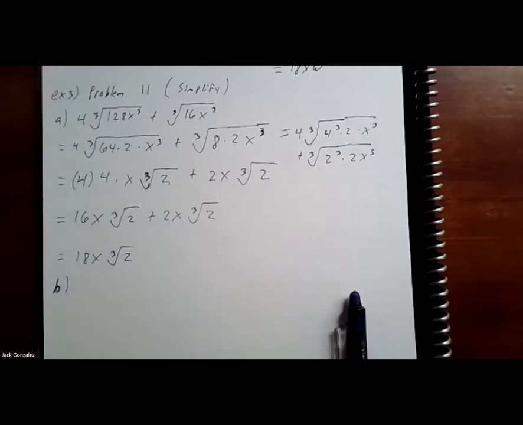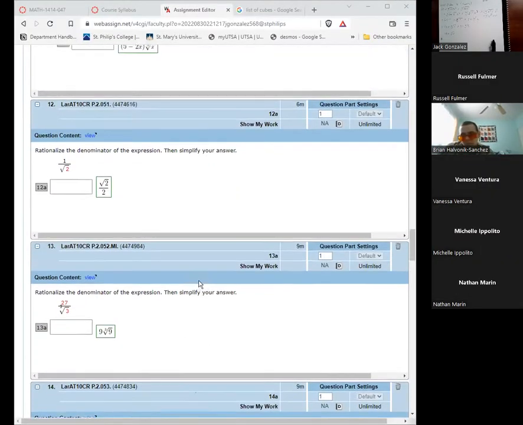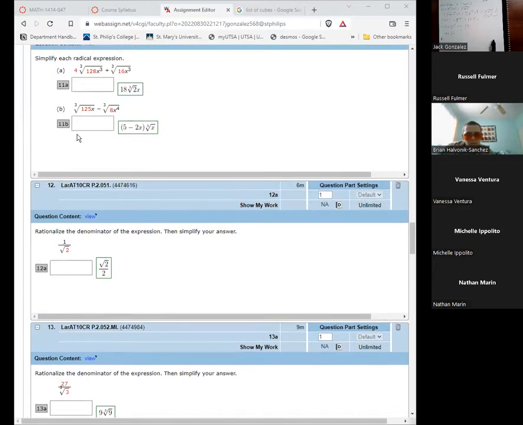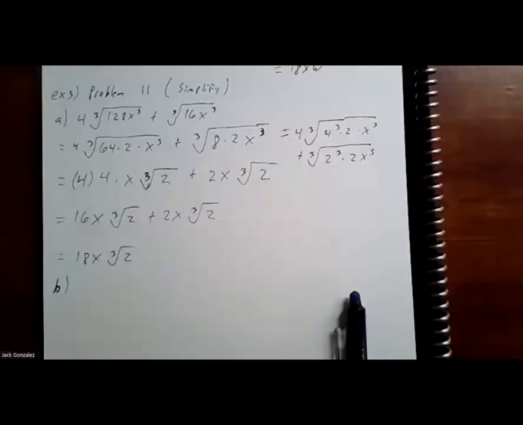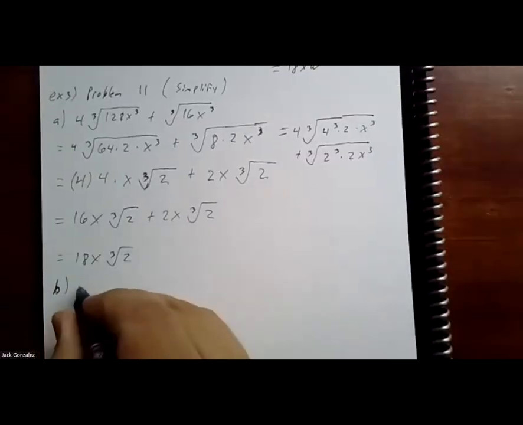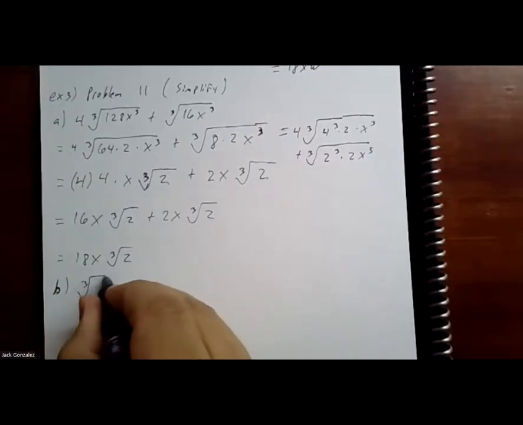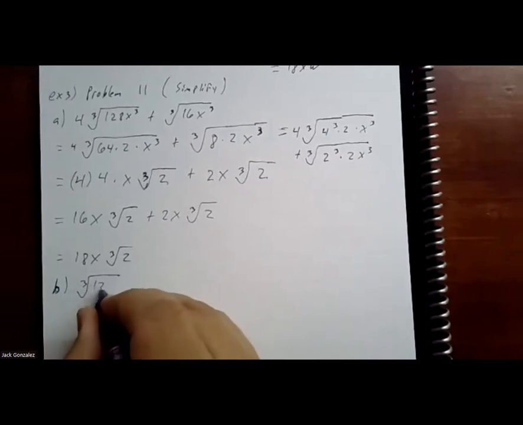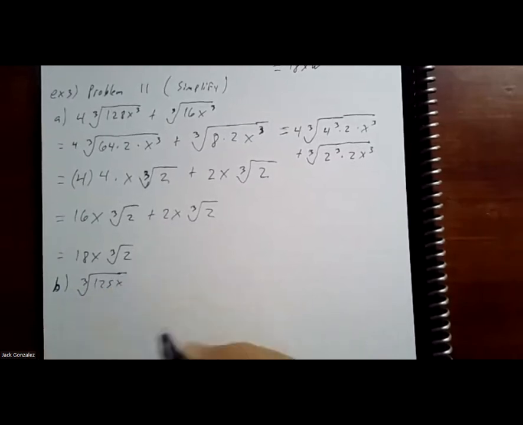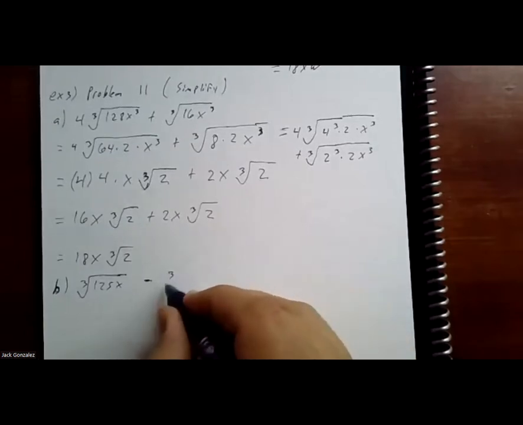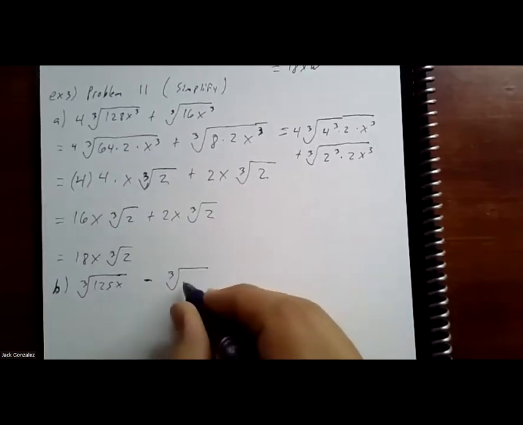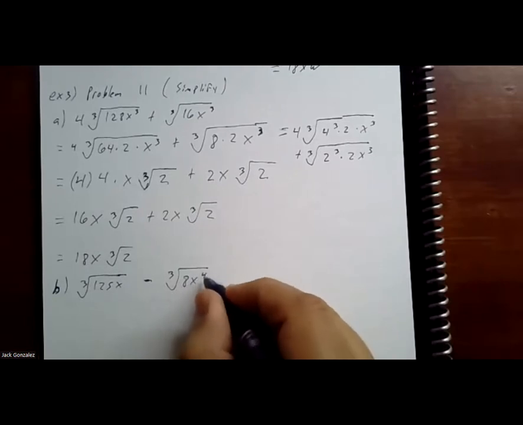But yeah, it does feel like we should do more, right? Okay, now let's move on. Well, we should do B just in case. Cube root of 125x minus cube root of 8x to the 4th.